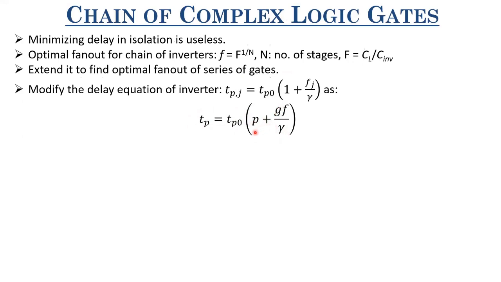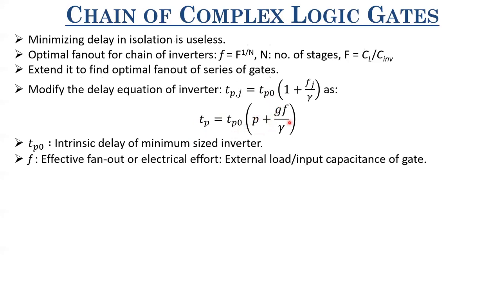So you see two new terms here. One is P, one is this G. We shall discuss what exactly are this P and G, but first, let us discuss what is this TP0. TP0 is the intrinsic delay of the minimum sized inverter, which remains the same as the delay of the inverter.